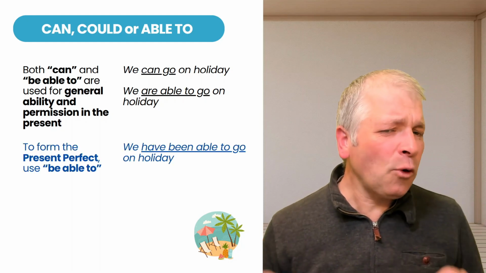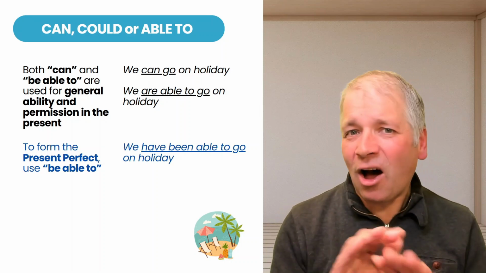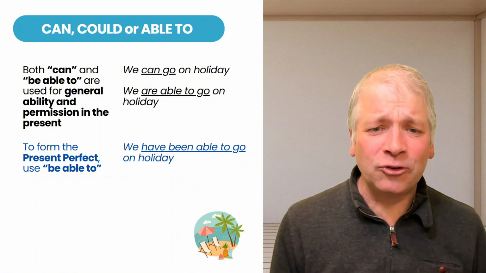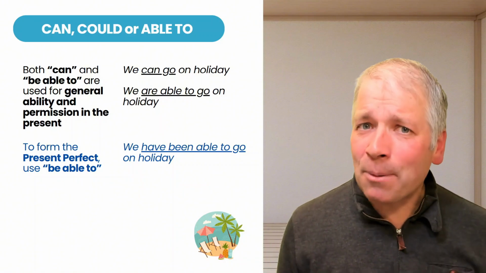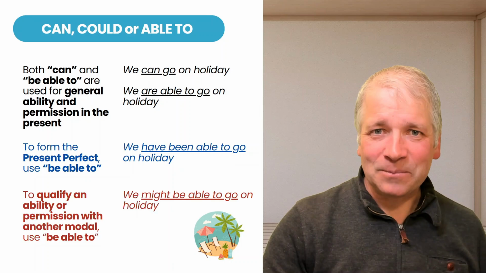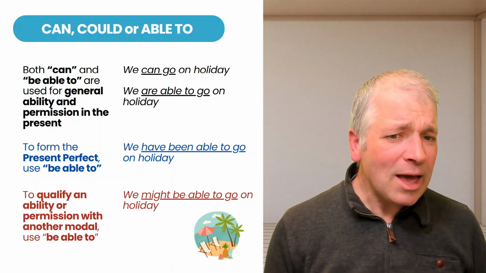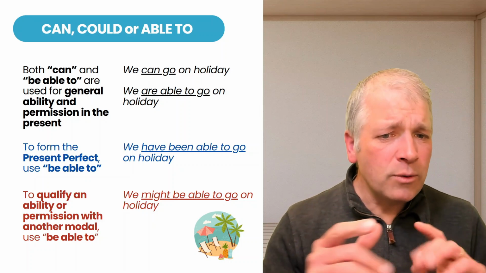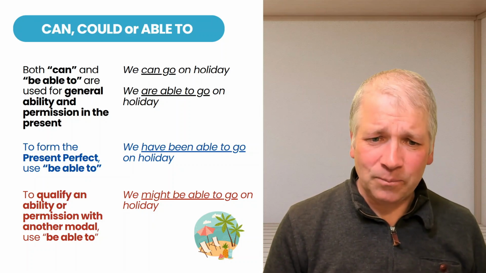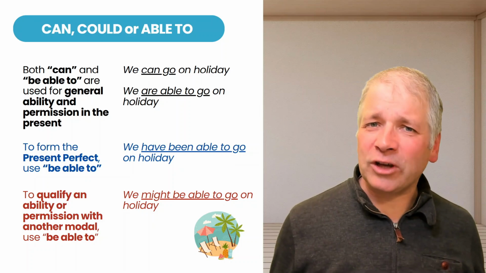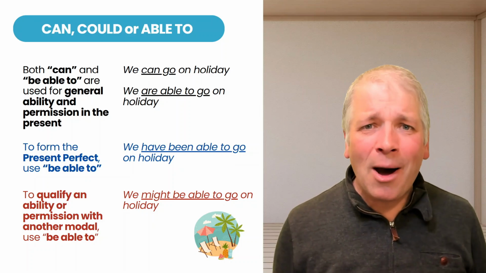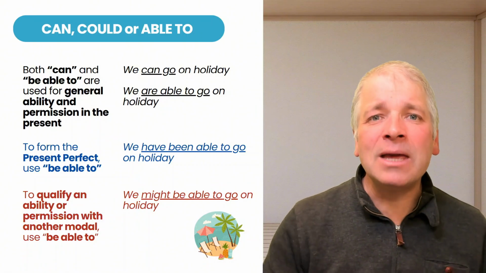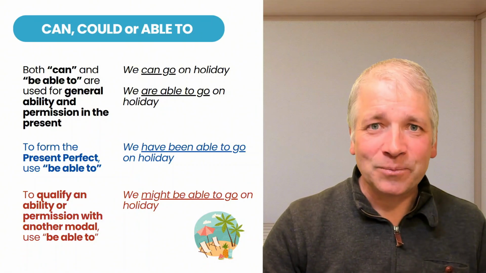Now, if we want to form the present perfect, we can't use the modal verbs here. We have to use be able to. We have been able to go on holiday. To qualify an ability or permission with another modal, we also use be able to. We might be able to go on holiday. We wouldn't say we might can go on holiday or we might could go on holiday. It has to be able to.